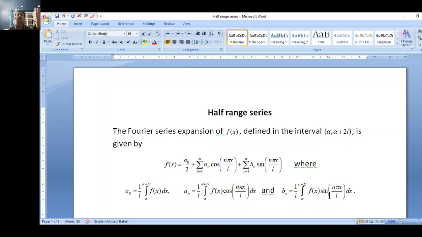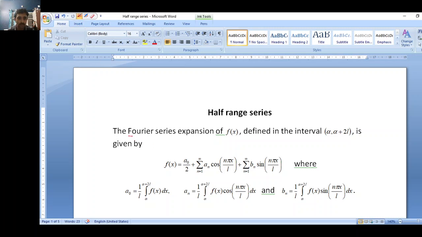Hi everyone. In this presentation, I am going to discuss how to obtain the half-range Fourier series expansion of a function f of x, which is defined in the interval 0, L. Before that, we'll quickly revisit the Fourier series expansion of a function f of x.